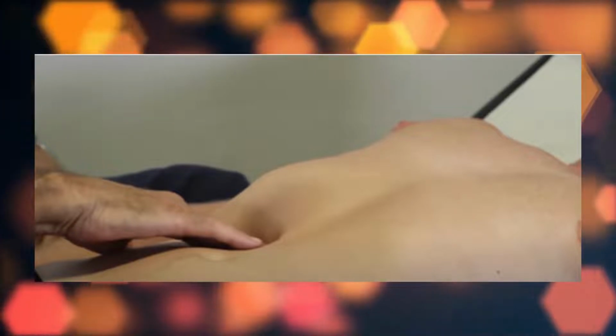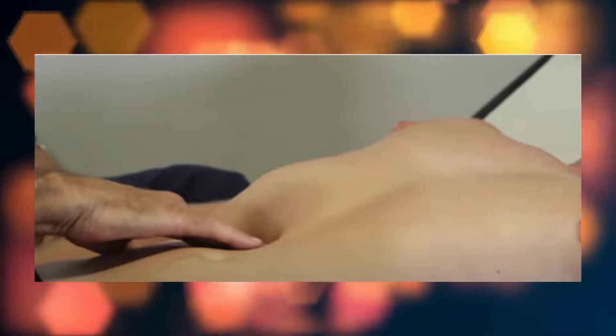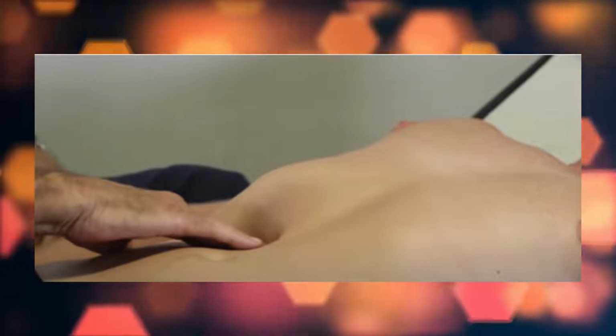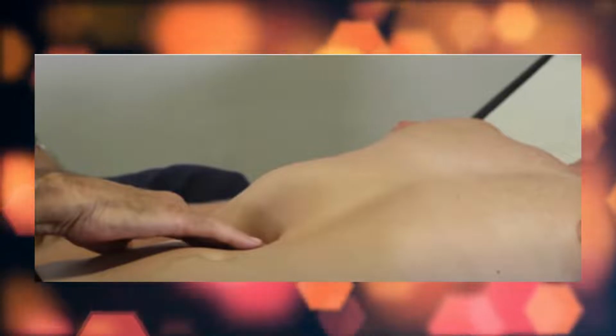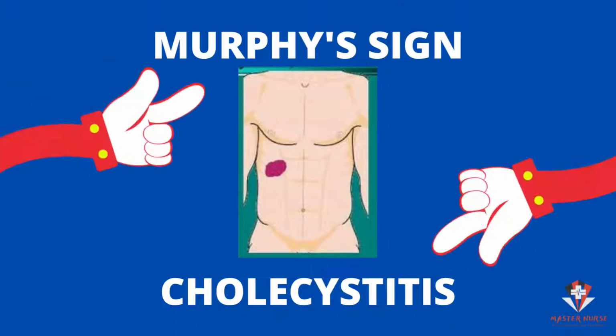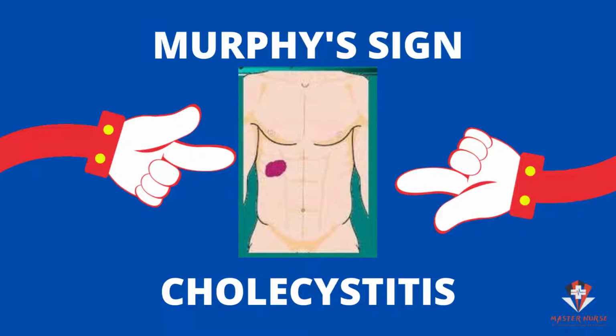The patient has to be kept in supine position, and slowly we have to ask the patient to exhale and place the hands under the ribs in the right upper quadrant, and as the patient is exhaling, you have to press inside the ribs. If the patient is telling there is intense severe pain, which means there is cholecystitis. So positive Murphy's sign is presence of cholecystitis.